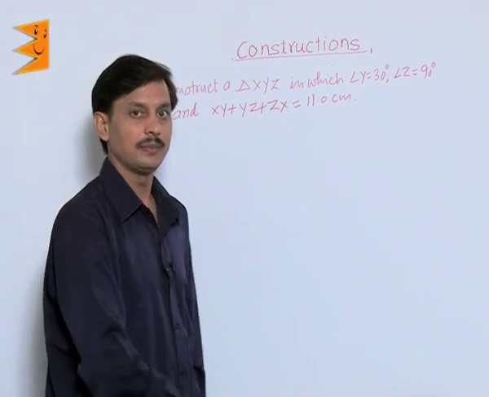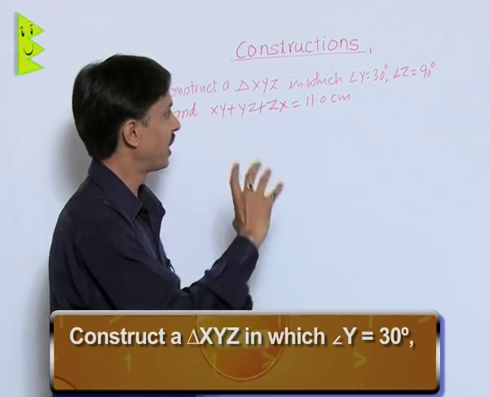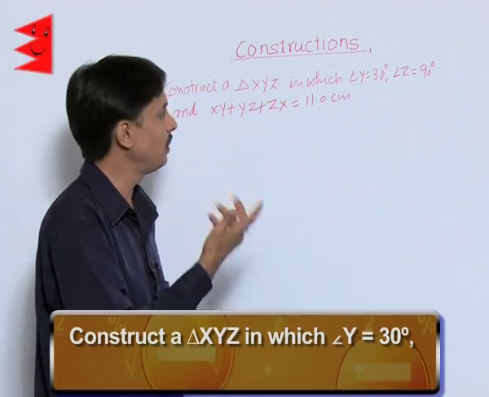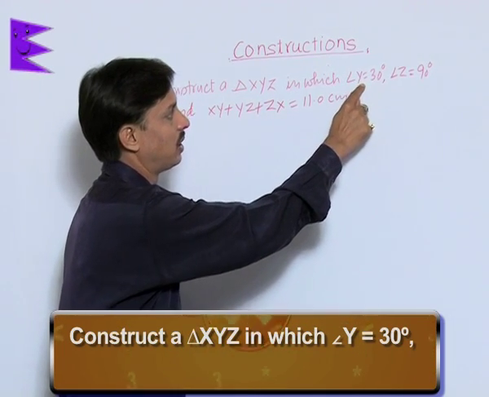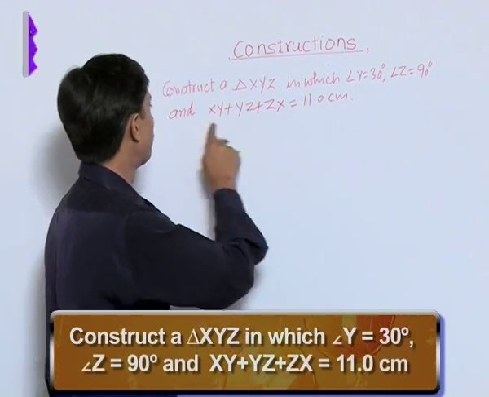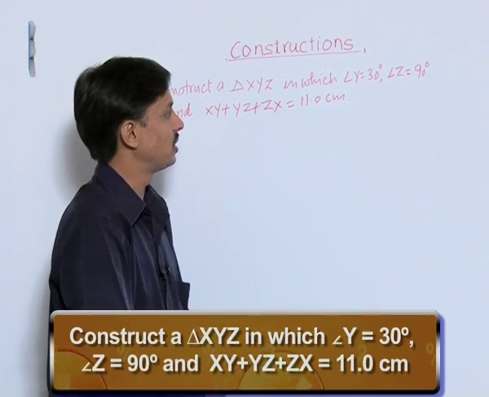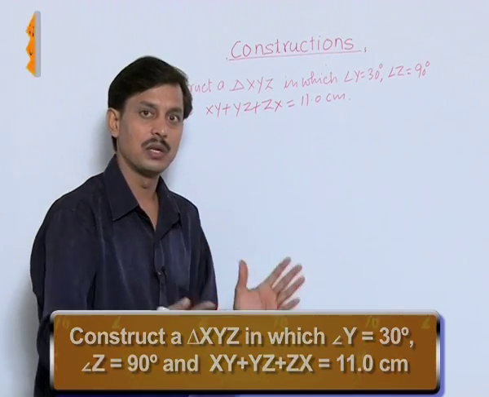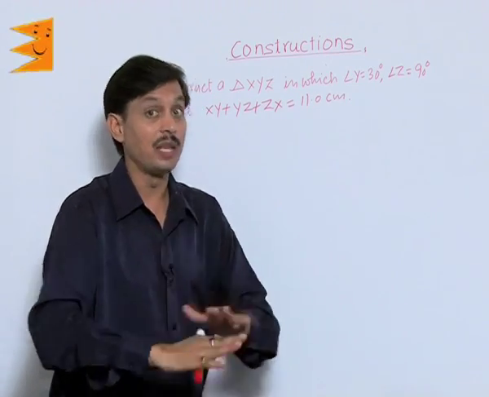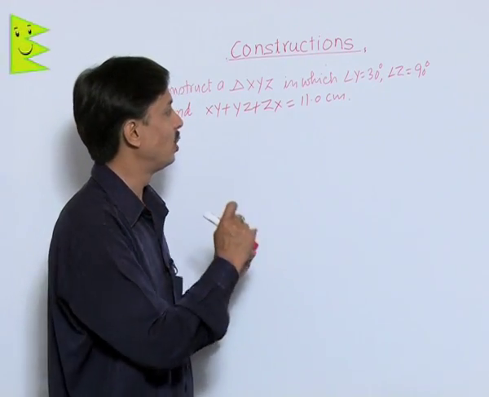What is the question? Construct a triangle XYZ, the labeling could be ABC or PQR, in which angle Y is 30, angle Z is 90, and XY plus YZ plus ZX, that is the perimeter, is 11 centimeter. The first step is, whatsoever the perimeter is, draw a baseline equal to the length of the perimeter.